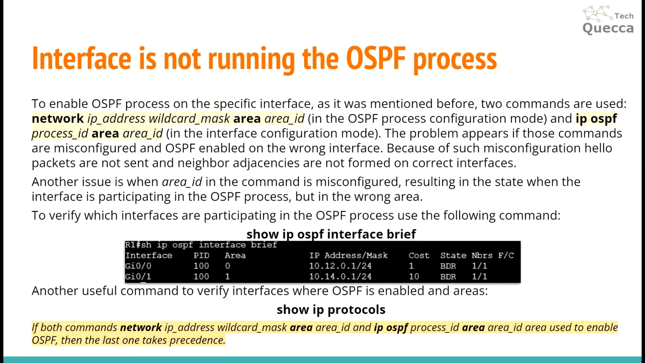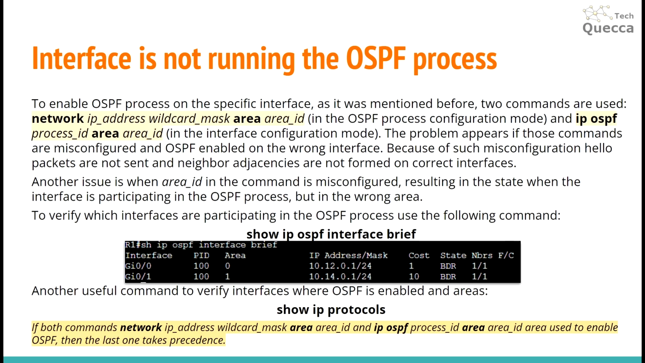Next issue is interface is not running the OSPF process. As you know, to enable OSPF process on the specific interface, you can use one of two commands. First one is network IP address wildcard mask area ID in the OSPF process configuration mode. And the second one is IP OSPF process ID area ID in the interface configuration mode. The problem appears if those two commands are misconfigured, or if you use only one command, it might be misconfigured and OSPF enabled on the wrong interface.